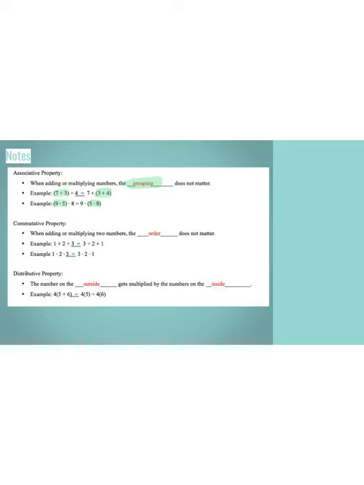Then the commutative property, when adding or multiplying two numbers, the order does not matter. So the numbers are going to commute or move around from one place to another, but we're still adding the same numbers or multiplying the same numbers on each side of the equation, so we're still going to get to the same answer on both sides. So we have an example with multiplication and addition down below, and you'll notice that the numbers are in different places, but on both sides of the equation, we're either adding or multiplying the same exact numbers.